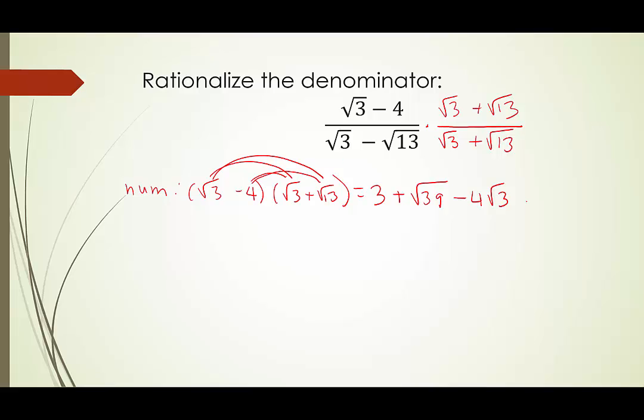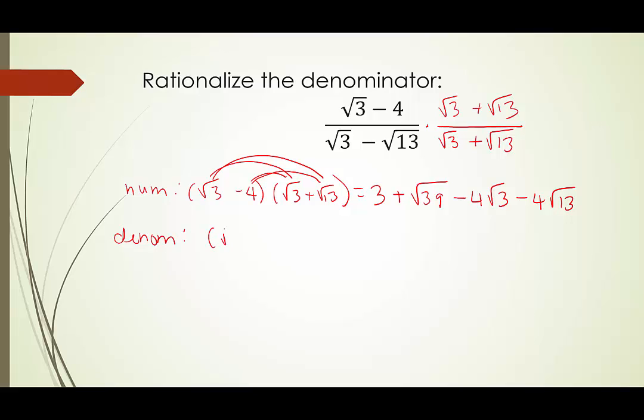Minus 4 times the square root of 13 will be minus 4 square root of 13. None of the radicals can be simplified. They don't have any perfect square factors besides 1, and none of them can be combined because all the radicands are different. So that's the best we can do with the numerator. Hopefully we have better luck with the denominator.